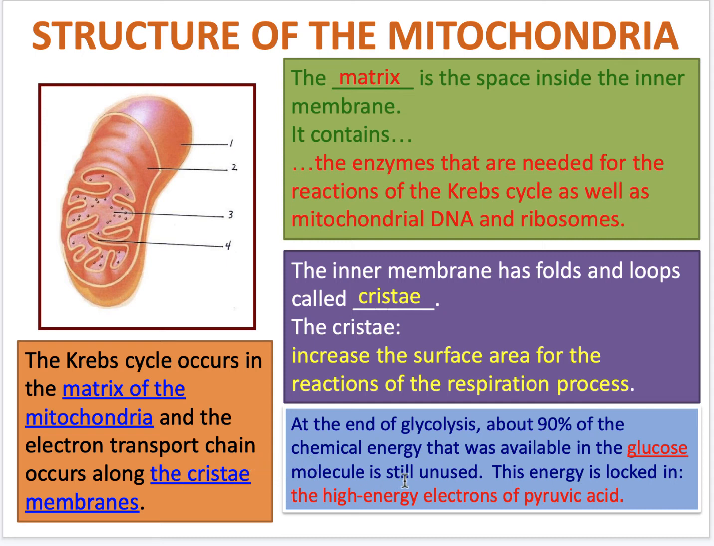At the end of glycolysis, about 90% of the chemical energy that was available in the glucose molecule is still unused. But don't forget, glycolysis only yields a little bit of ATP, only 2 net ATP. That is only about 10% of what is available. The other 90% is released during this chemical reaction in the presence of oxygen.